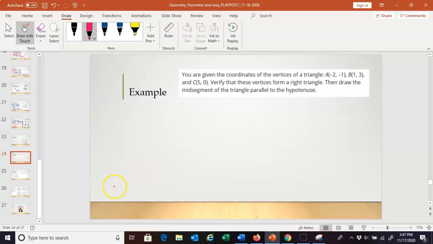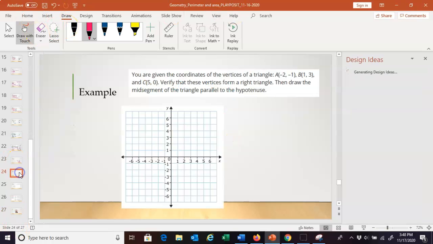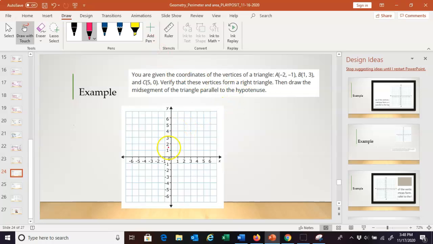So here's our first example. You're given these coordinates of a triangle. Verify these vertices form a right triangle. Then draw the mid-segment of the triangle parallel to the hypotenuse. Okay, so let's get a grid in here. There we go. So we're going to plot our points.